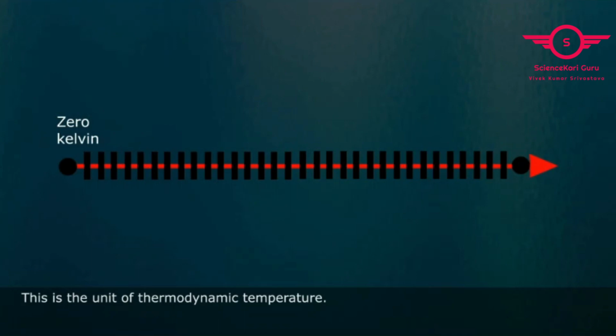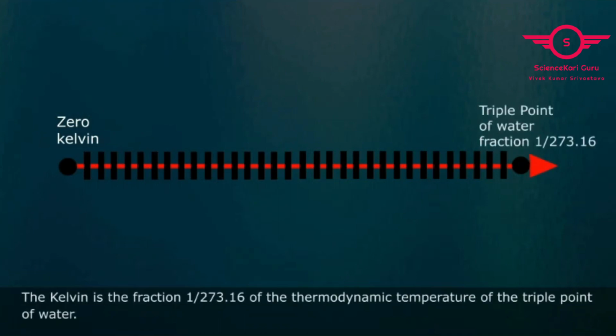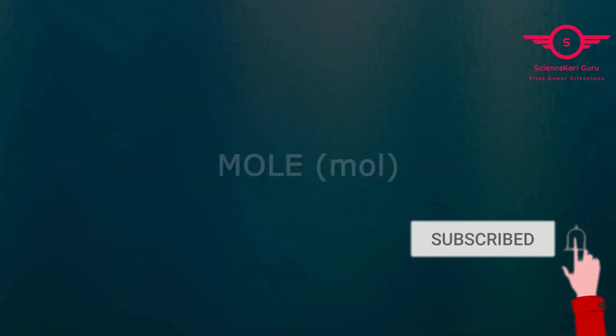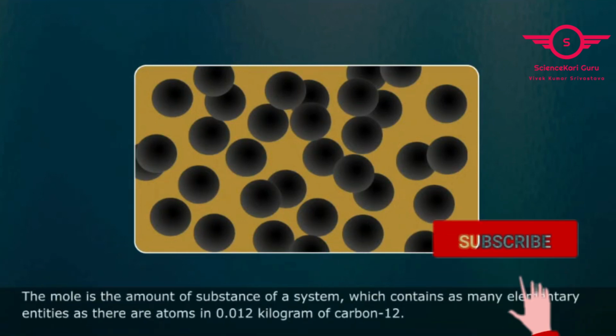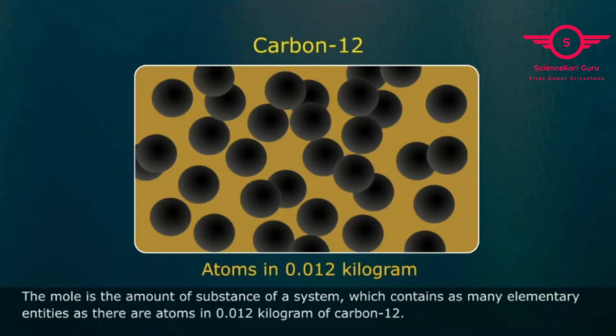Kelvin. This is the unit of thermodynamic temperature. The Kelvin is the fraction 1 by 273.16 of the thermodynamic temperature of the triple point of water. Mole. This is the unit of quantity of substance. The mole is the amount of substance of a system which contains as many elementary entities as there are atoms in 0.012 kilograms of carbon-12.